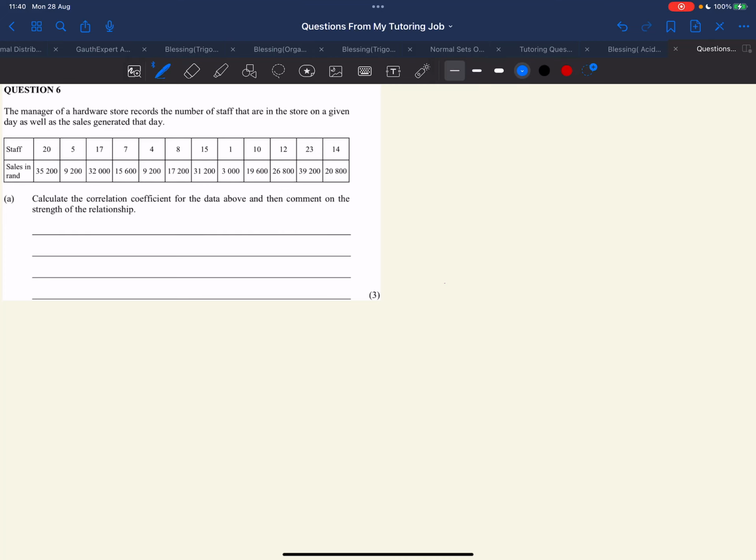Okay, right. Now in question 6, they say that the manager of a hardware store records the number of staff that are in the store on a given day as well as the sales generated that day. So if you have 20 staff, you're going to have 35,200 rand in sales. Now let's just call the staff X and refer to the sales as Y, just to make our question much more efficient and easier for us to deal with.